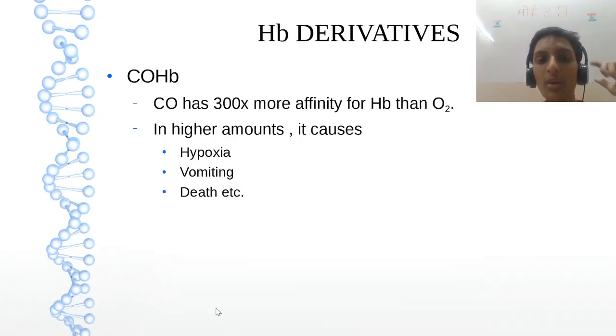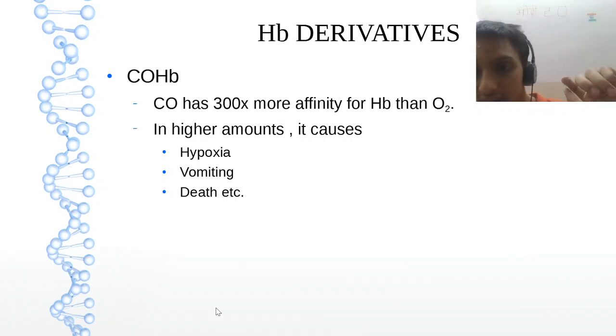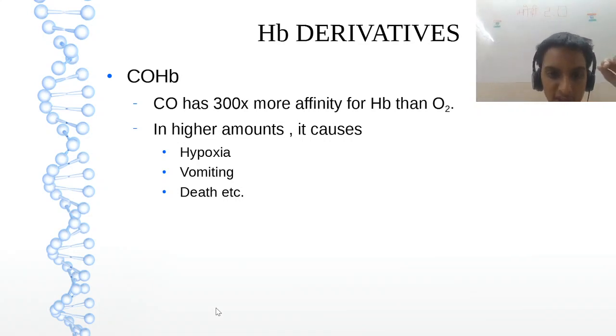Now carboxyhemoglobin, or COHb. Remember, carbon monoxide has 300 times more affinity for hemoglobin than oxygen. Where is it coming from? It comes from automobiles and industries. Very common nowadays. Whatever air we are breathing outside is not pure oxygen. Please don't go into that false assumption.